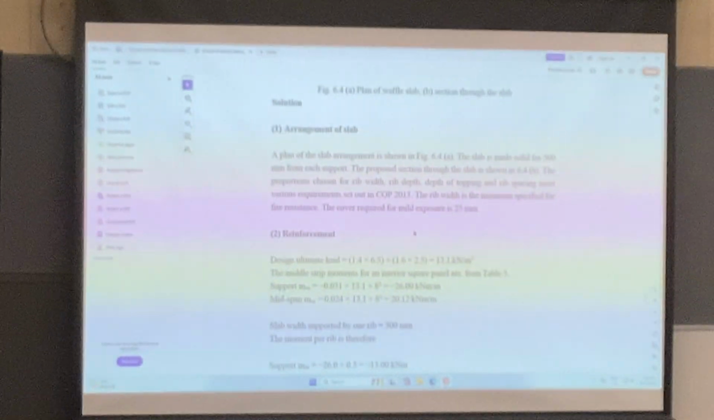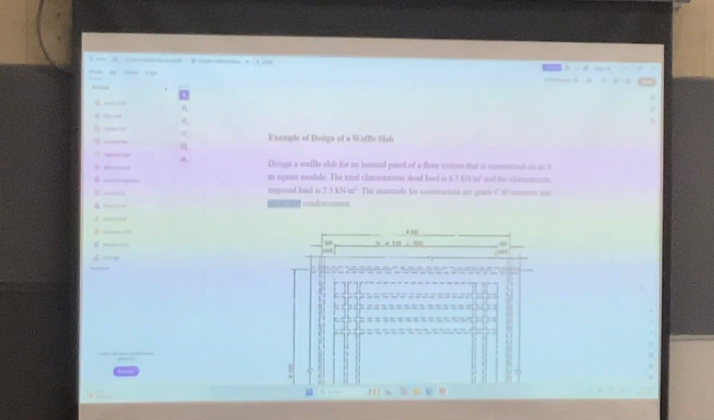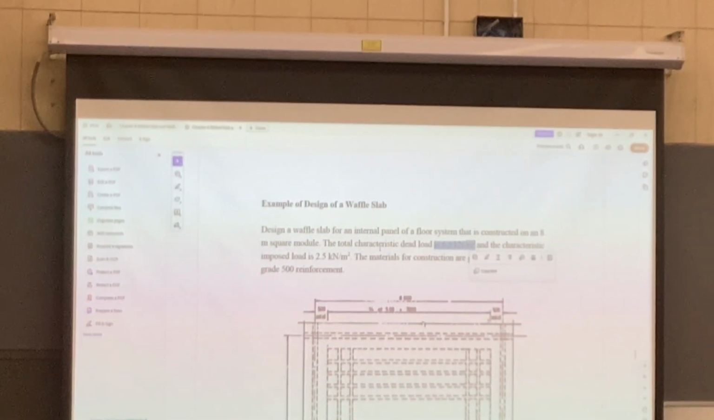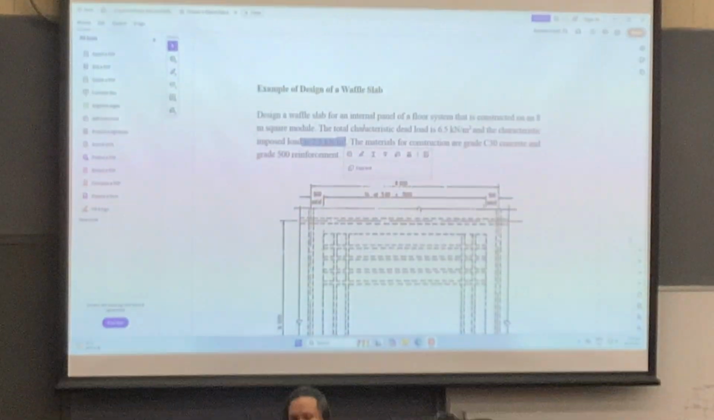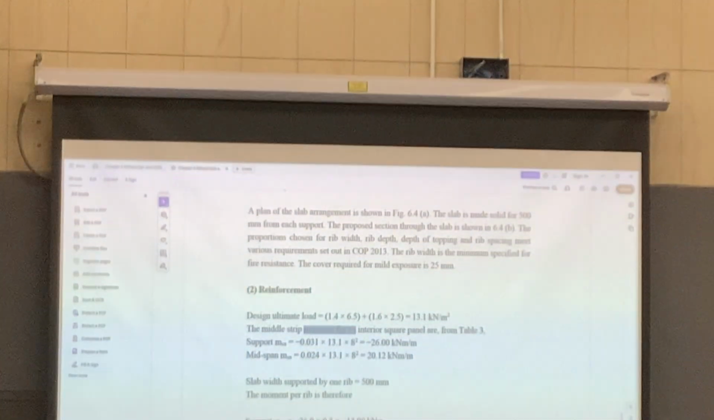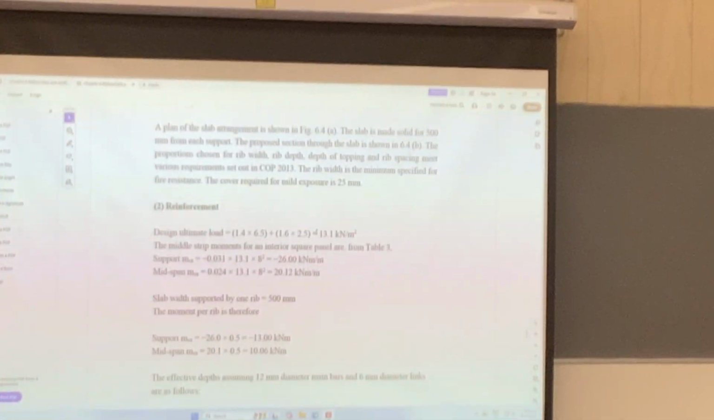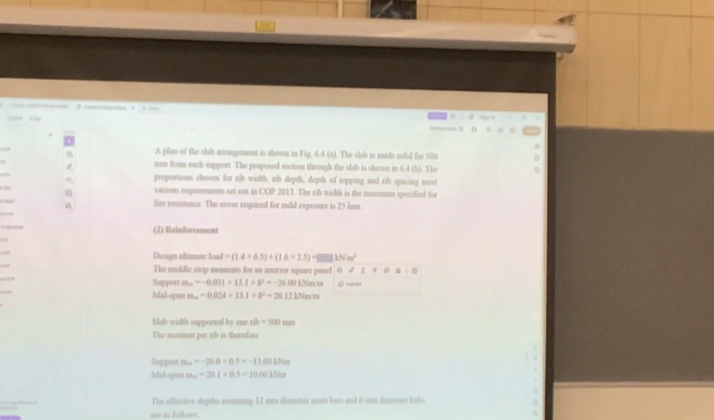And for the loading, you can see that we have the dead load equal to 6.5 kilonewton per meter square, and the live load is 2.5 kilonewton per meter square. So you have the design load equal to 1.4 times 6.5 plus 1.6 times 2.5, so your design load is equal to 13.1 kilonewton per meter square.